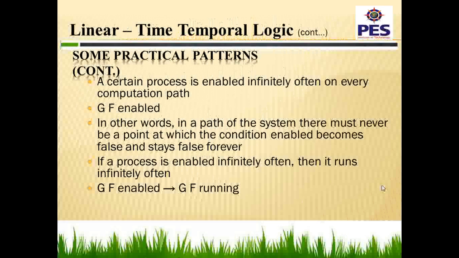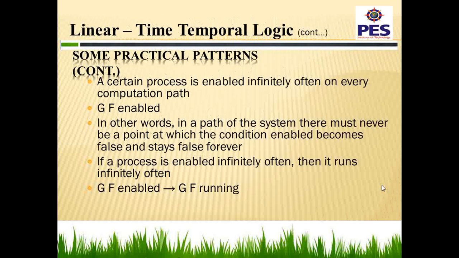Some practical patterns. A certain process is enabled infinitely often on every computation path: globally and eventually enabled, it might be enabled overall, and even if it is false, it is enabled in the future. If a process is enabled infinitely often, then it runs infinitely often. If it is enabled, it is continuously enabled in the next state also.